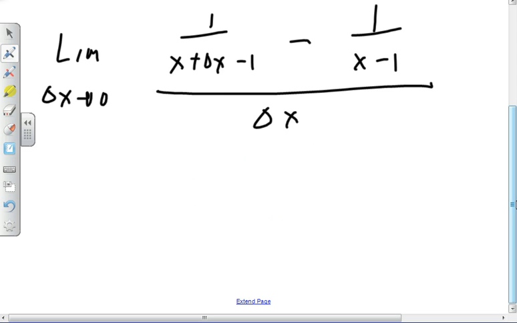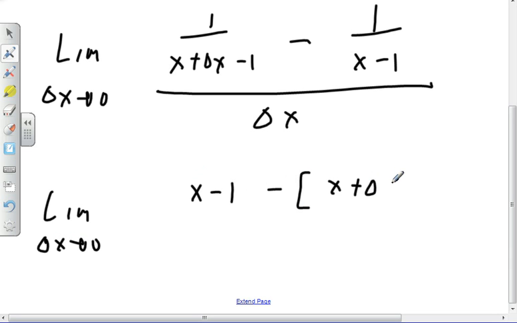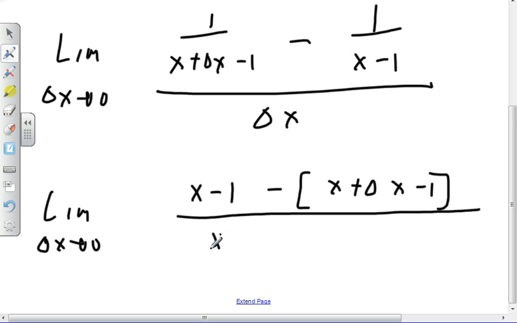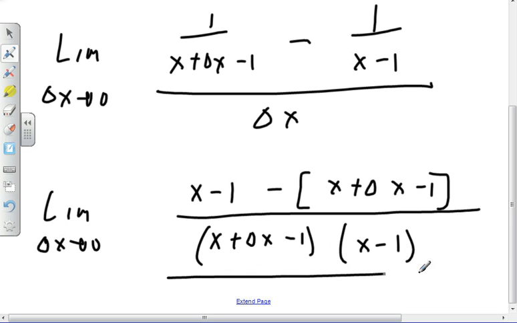Alright, well, I don't know. Looks like I need a common denominator, doesn't it? Okay, so my common denominator would have us take the limit as delta x goes to 0 of x minus 1 minus (x plus delta x minus 1), divided by (x plus delta x minus 1) times (x minus 1), all divided by delta x.